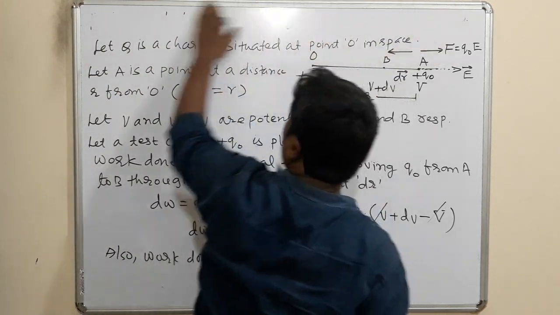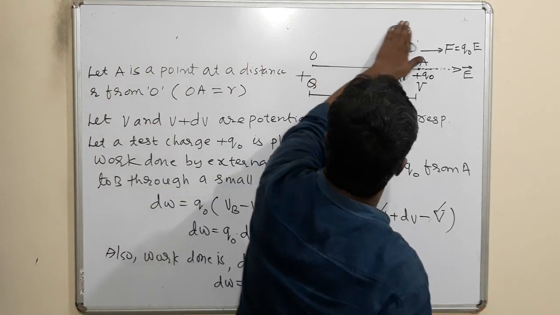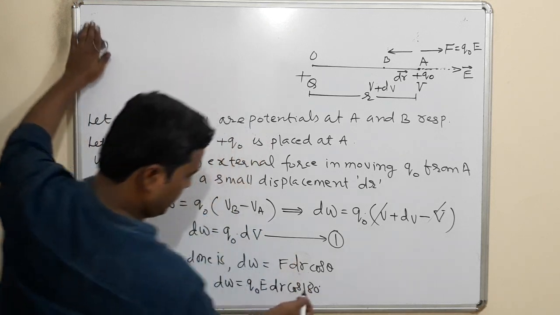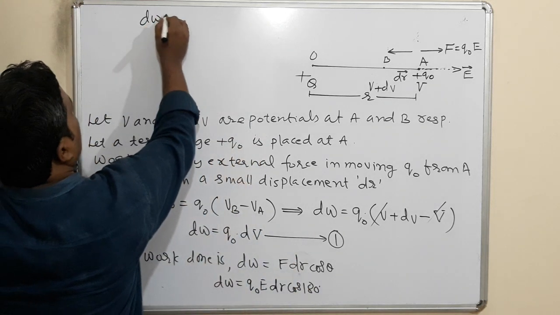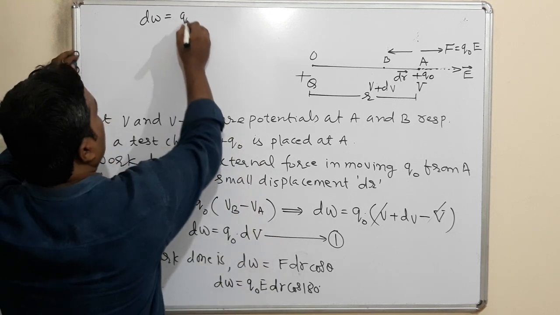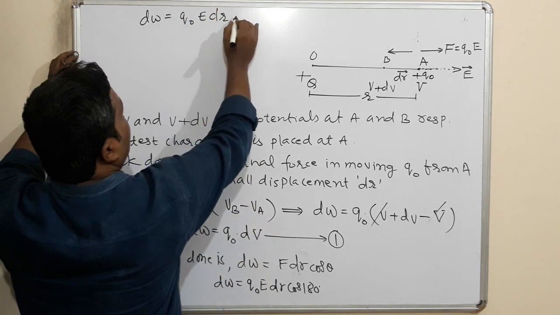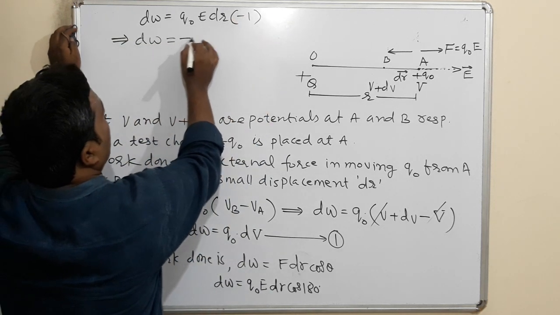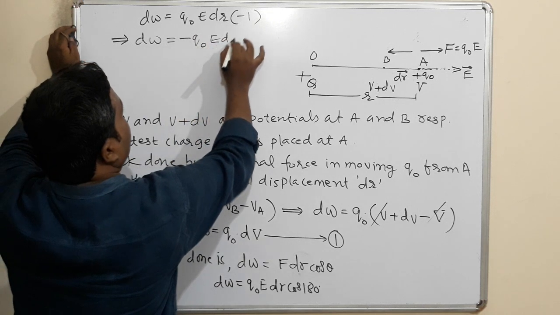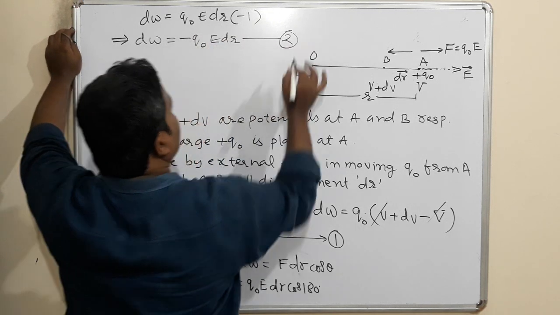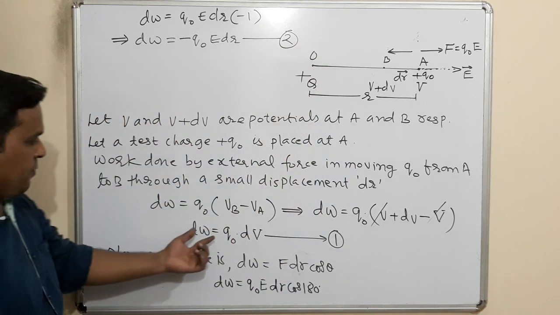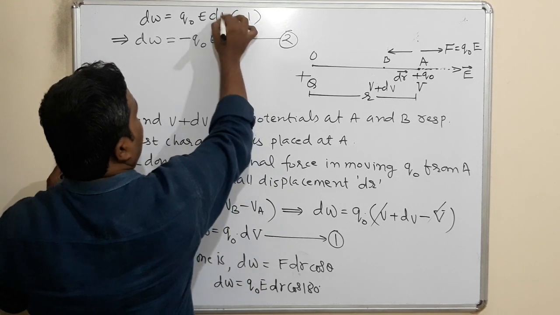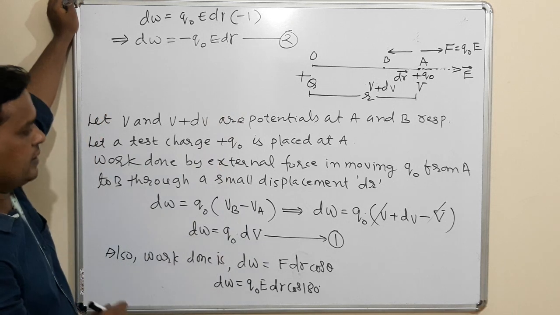If I substitute cos 180, then dW will be equal to Q naught into E into dr cos 180, which is minus 1, which implies dW is equal to minus Q naught E dr. Let me call this equation the second one. Then if you write this, I will write dr like this. This is dr. Once you write this small r, we will use the same letter.